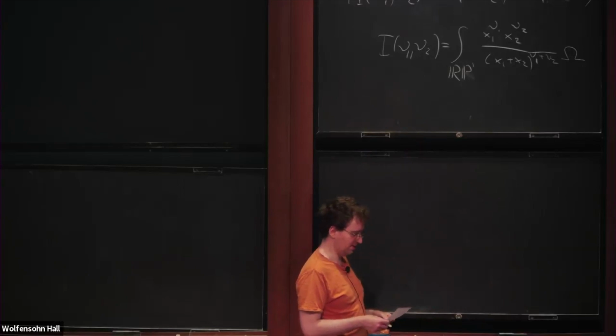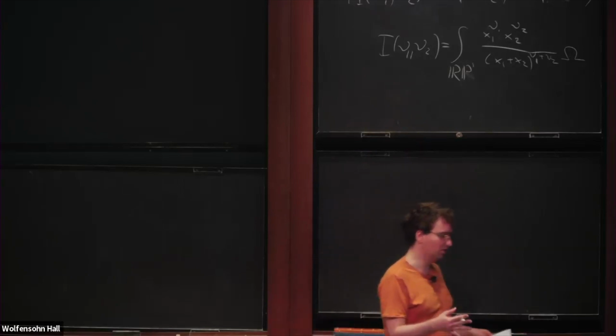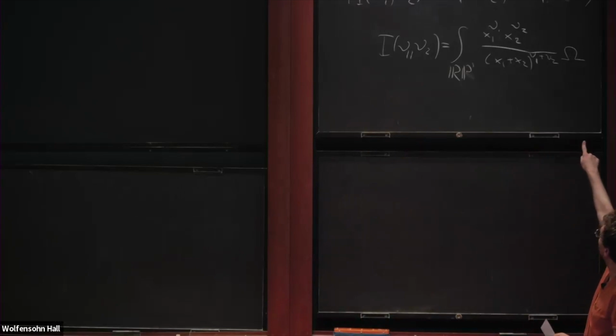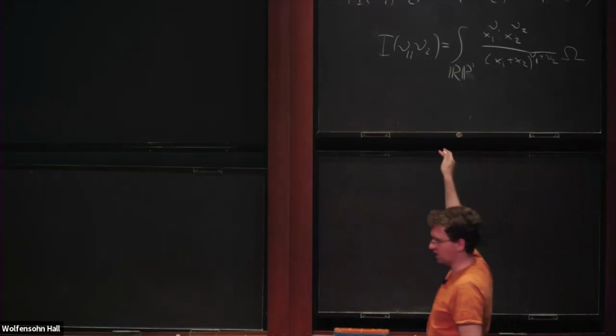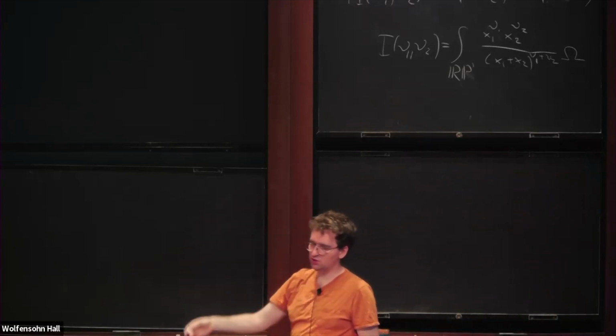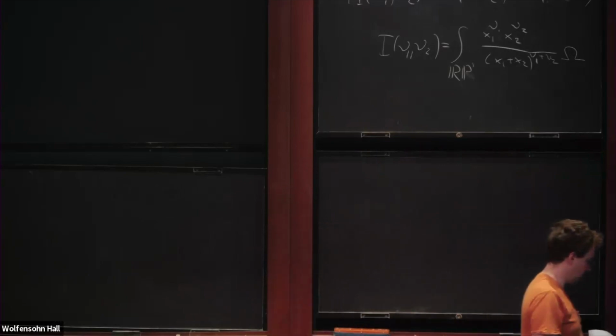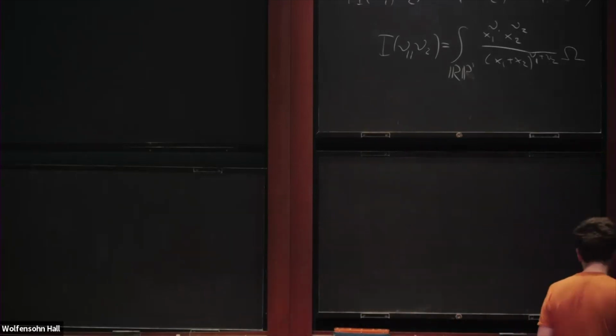So if you shift around, so if you raise these indices and you increase them by some integer, then you can show that these relations are powerful enough to reduce everything to a finite set of integrals. And these are the so-called master integrals.